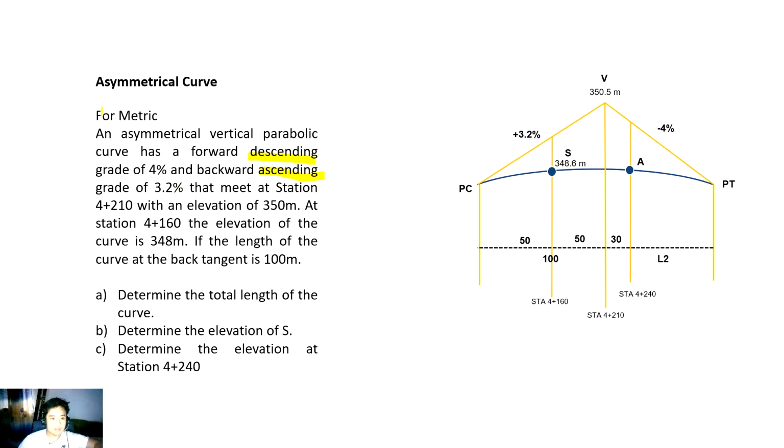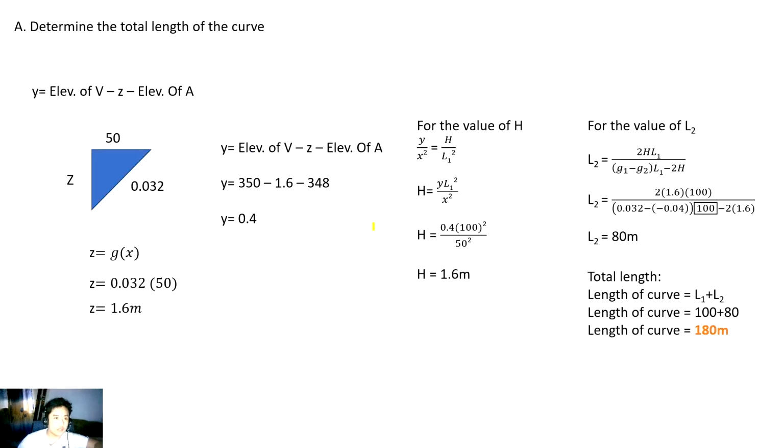Then, aside from that, malalaman din nating metric siya, dahil nga dito sa 210. So, automatic, pag 4 plus 210, madidistinguish agad natin siya na metric at hindi English. So, aside doon, yung unit din na meters. So, let's determine na the total length of the curve. So, to determine the total length of the curve, Y is equals to elevation of vertex minus Z minus elevation of A. So, una natin hahanapin dyan is yung Z.